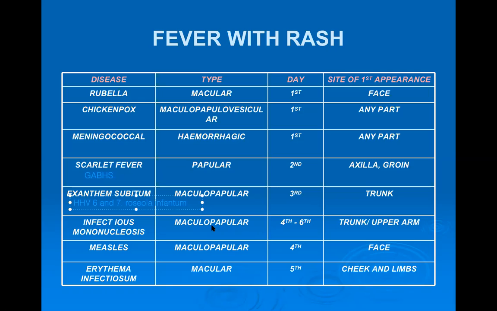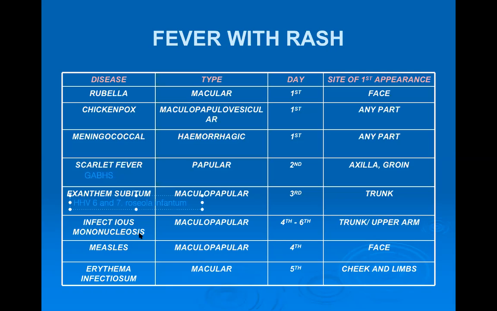Let me repeat again. Macule means just a simple discoloration on the skin which is less than 5 millimeter in size, and papules are palpable lesions, still less than 5 millimeter in size, but we can feel them. The common time for the appearance is from the 4th to 6th day of the disease, and the site of appearance is the trunk or the upper arm.